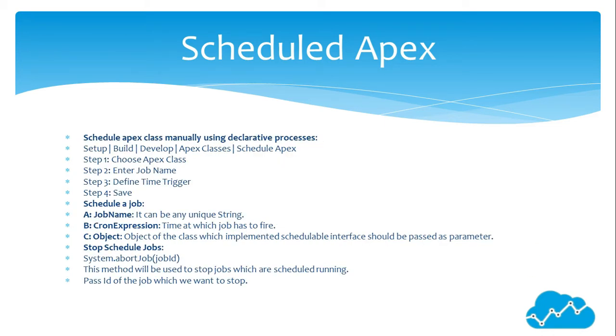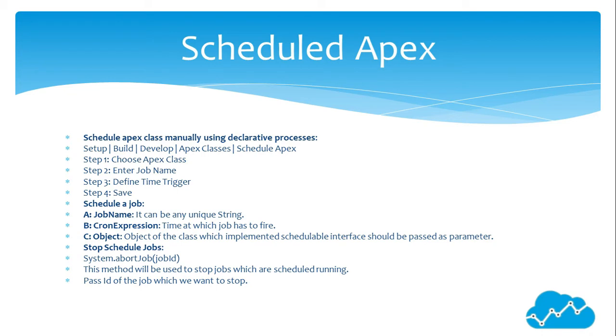Schedule Apex class manually using the declarative process: Setup, Build, Develop, Apex Classes, Schedule Apex. Step 1: Choose the Apex class. Step 2: Enter the job name. Step 3: Define the time trigger. Step 4: Save.